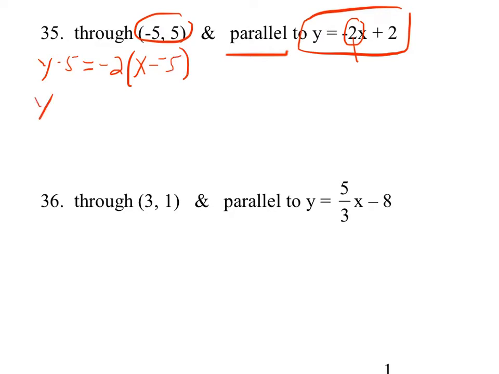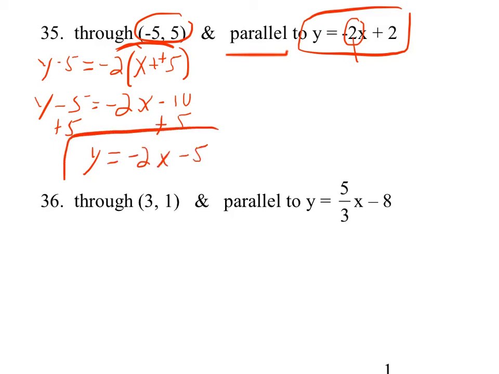5. So y minus 5 equals, and we distribute, so we get negative 2x minus a negative 5, which is the same as plus 5, so it's really negative 2 times 5, so negative 10. We add 5 to both sides, and y equals negative 2x minus 5.